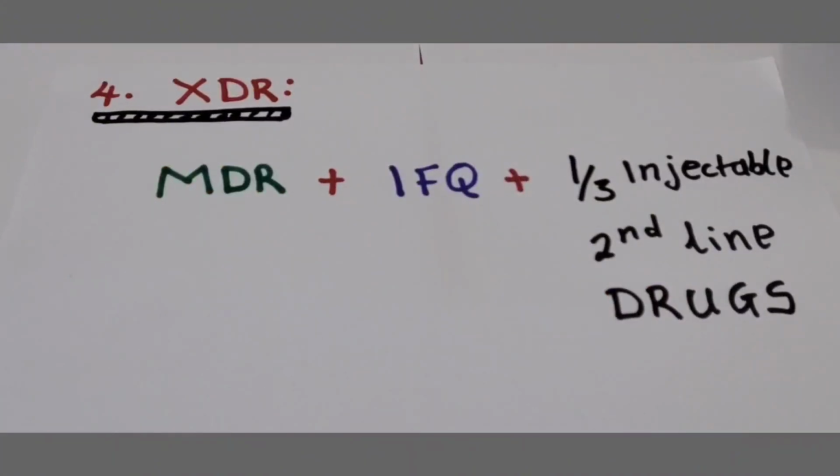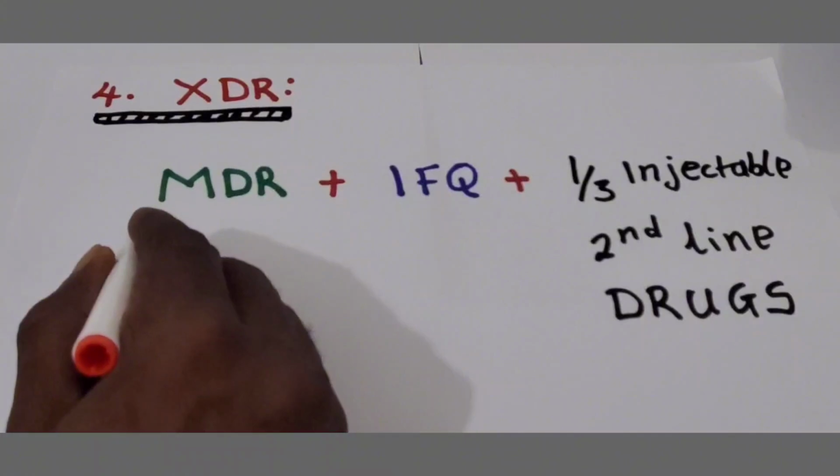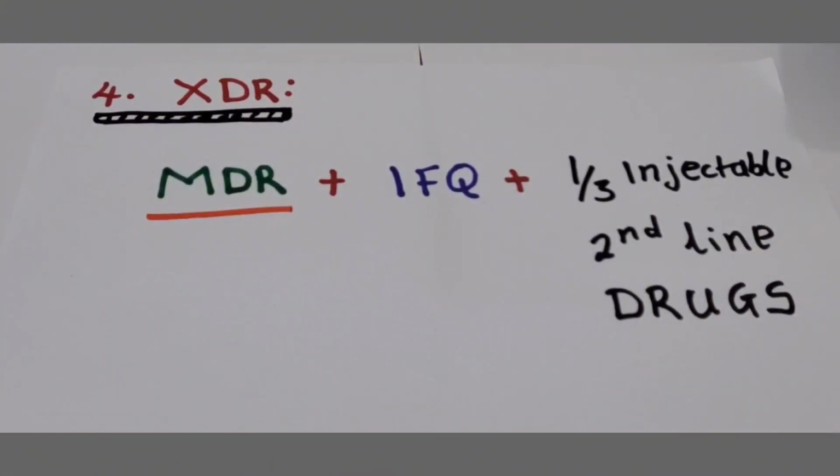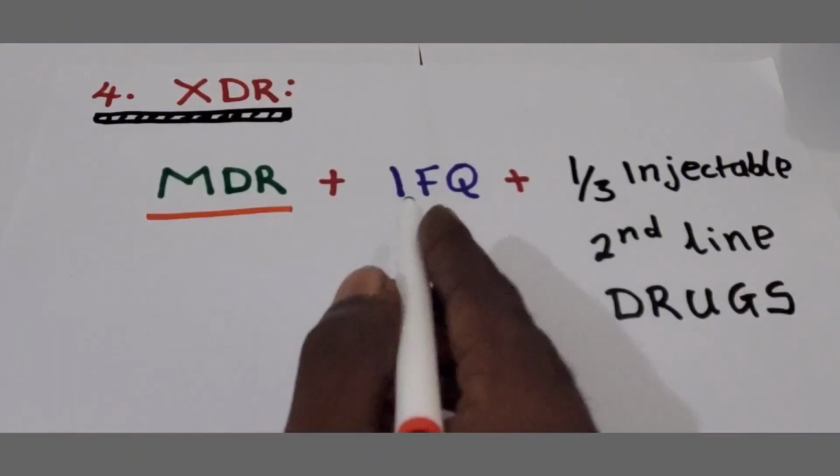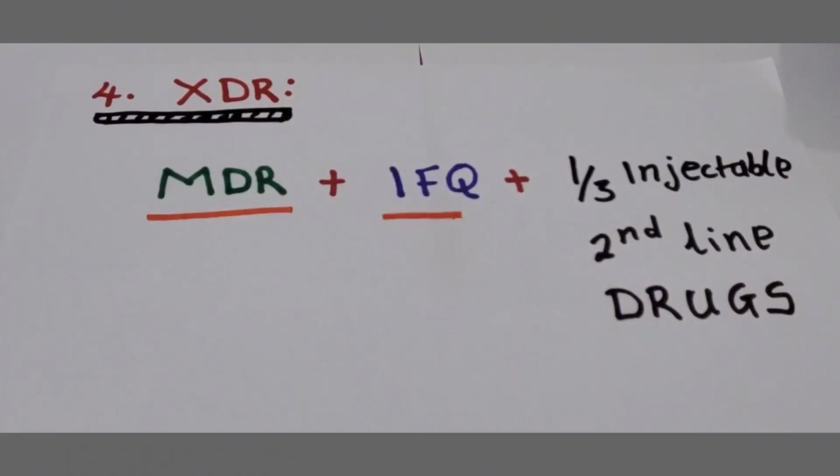The next drug-resistant TB is the extensively drug-resistant TB, which can be abbreviated as XDR. As the name implies, it's when a patient has resistance to so many groups of anti-tubercular drugs, and hence the name extensively drug-resistant TB. And so you can remember this with the formula below. In any situation wherein the patient has multi-drug-resistant TB, and of course, we all know now that multi-drug-resistant TB is a situation wherein the patient is resistant to both rifampicin and isoniazid, plus at least one fluoroquinolone.